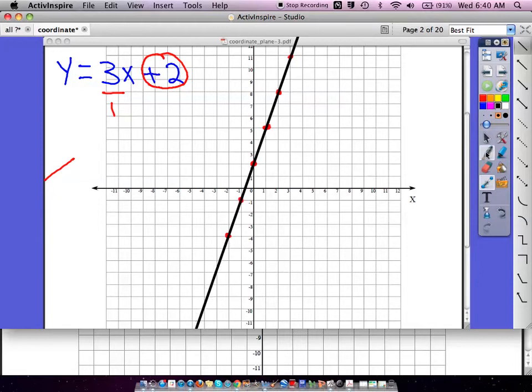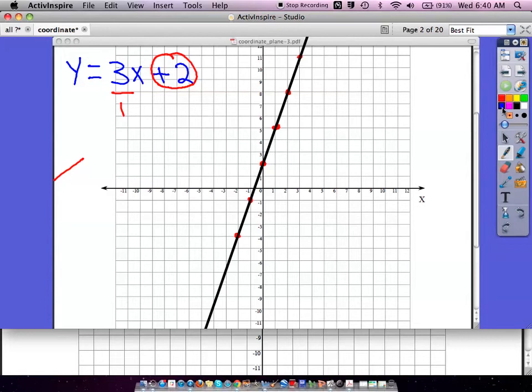Now, if you don't believe me that this works, let's make the T-chart quickly here just so I can show you. So if we go back to our original equation, 3x plus 2. Okay, let's start with 0. 3 times 0 is 0, plus 2 would be 2. That point is right here. Let's try 1. 3 times 1 is 3, plus 2 is 5. 1, 2, 3, 4, 5. That point is right here.